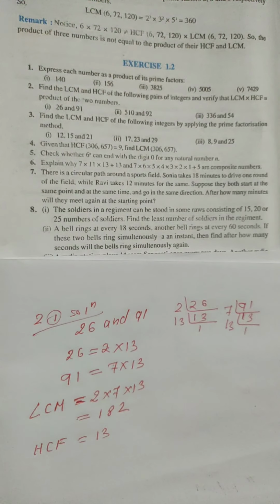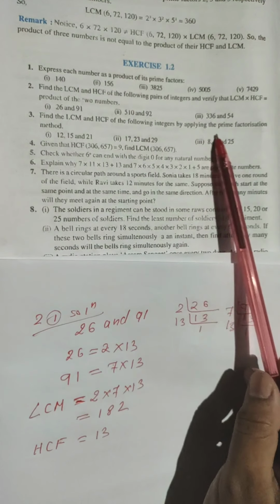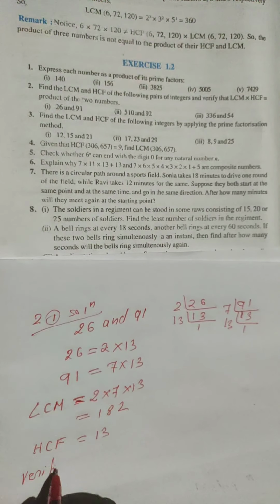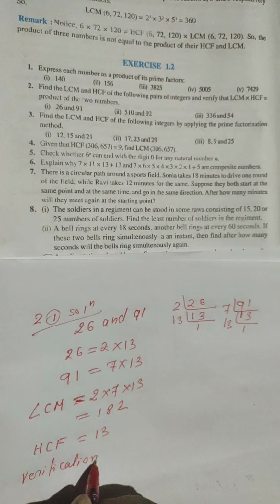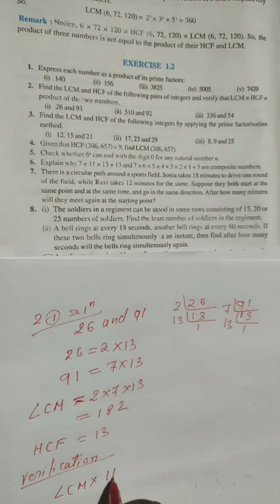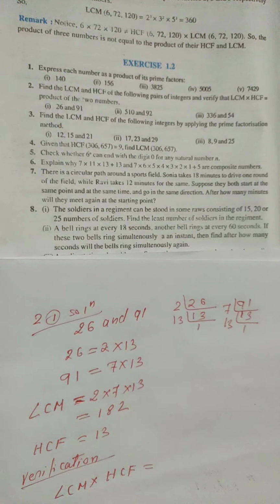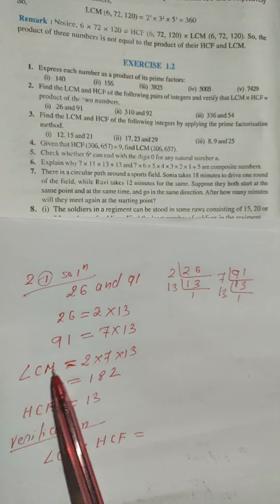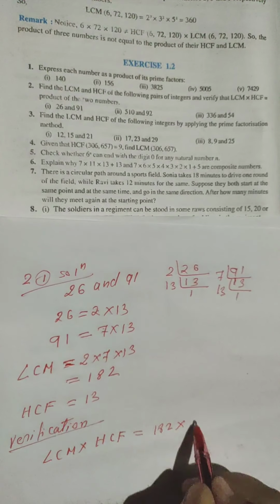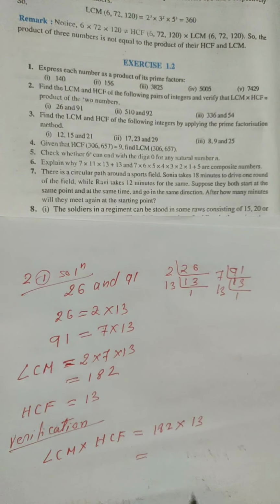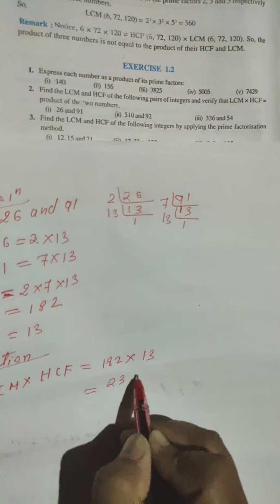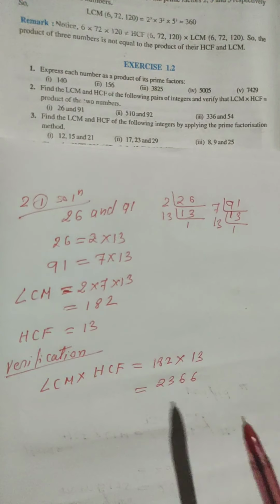Now this is the half part answer. Now we have to verify it, right? Verification. So LCM into HCF equal to how much? LCM is 182. So 182 into HCF is how much? 13. So if we multiply 182 into 13, we will get 2366. Again, what is next?